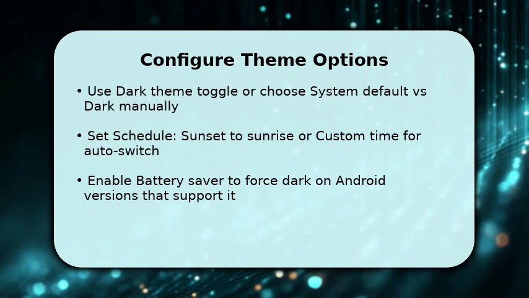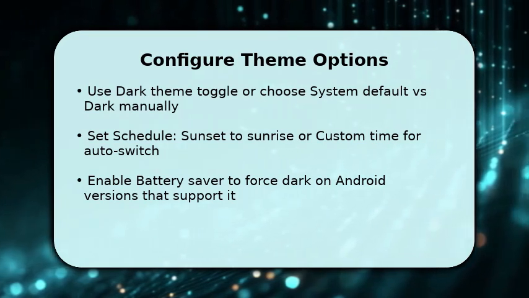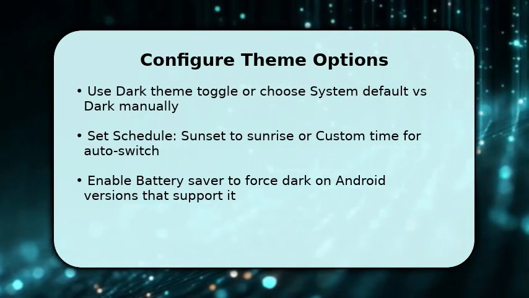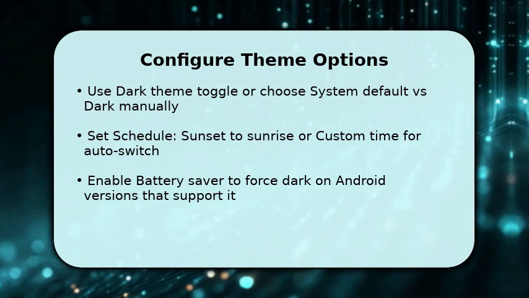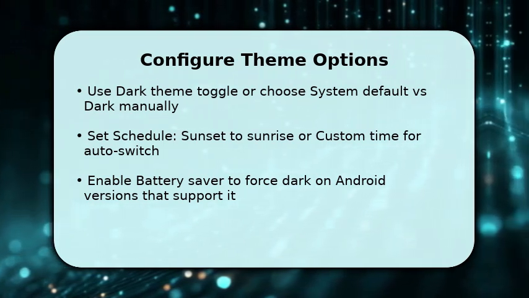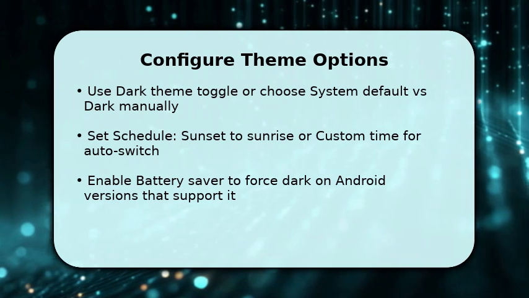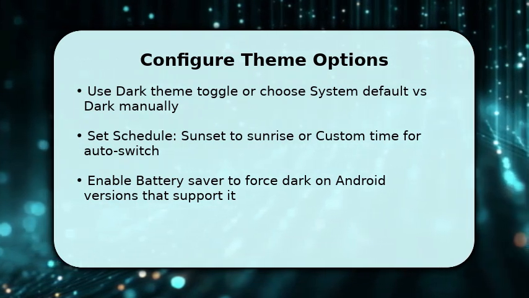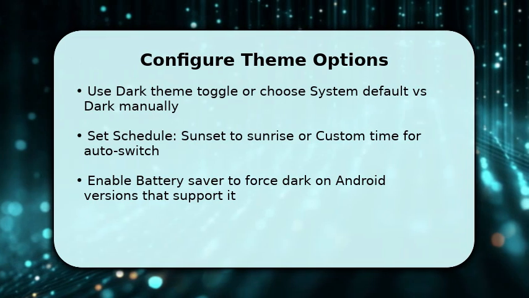Once done with the basic toggle, customize how dark mode behaves. You can choose system default versus forcing dark manually. System follows a schedule if you set one. Tap schedule and pick sunset to sunrise or enter a custom time so dark mode turns on automatically.